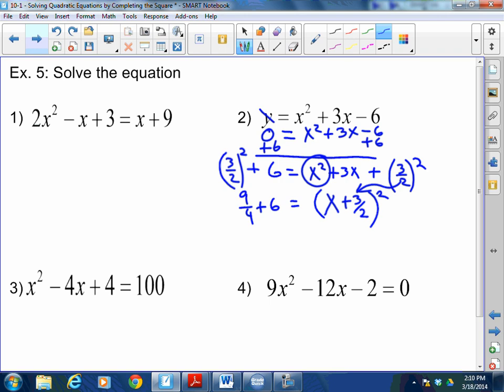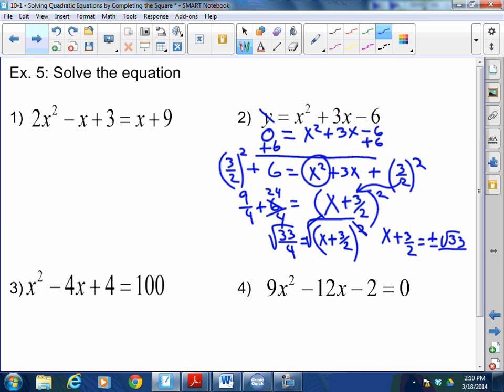9/4 plus 6 over 1, the denominator is 4, that goes to 24, so that's 33/4 equals x plus 3/2 squared. Square root both sides to cancel out the power of 2. So I have x plus 3/2 equals plus or minus square root of 33 over 2. When I simplify that, subtract 3/2 to both sides, x equals negative 3/2 plus or minus square root of 33 over 2.